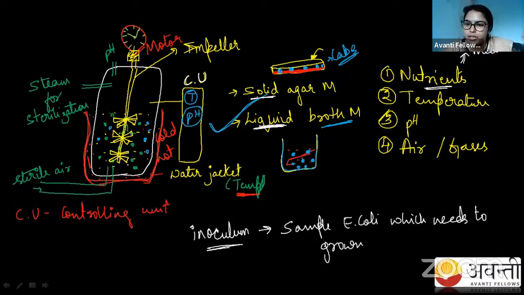The culture medium will become basic. Similarly, this pH pipe helps us pass acid or base for maintaining the pH of the culture medium. Okay, so pH maintained, temperature maintained. Then what do we need? As our E. coli is an aerobic bacteria, we want to provide a good amount of air.